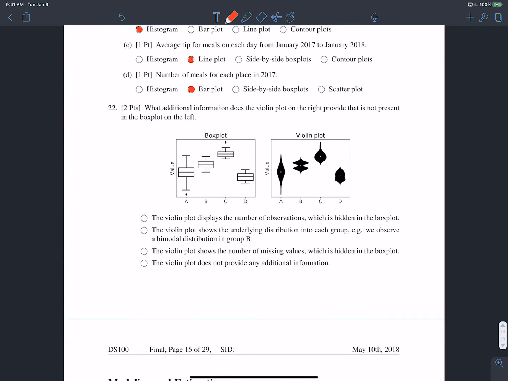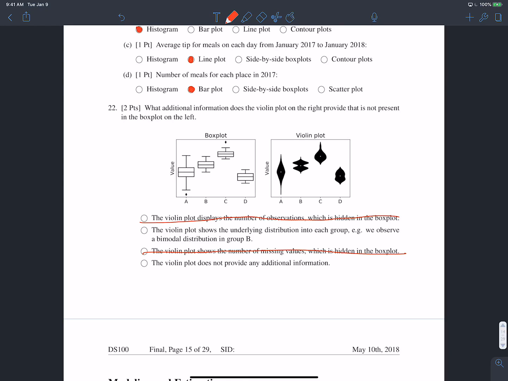22, what additional information does the violin plot on the right provide that is not present in the box plot on the left? Well, it's not the first option because we have no way of knowing what the number of observations is, so we can get rid of that. It's not the third option because it does not show the number of missing values. And so now it's between the second and fourth.